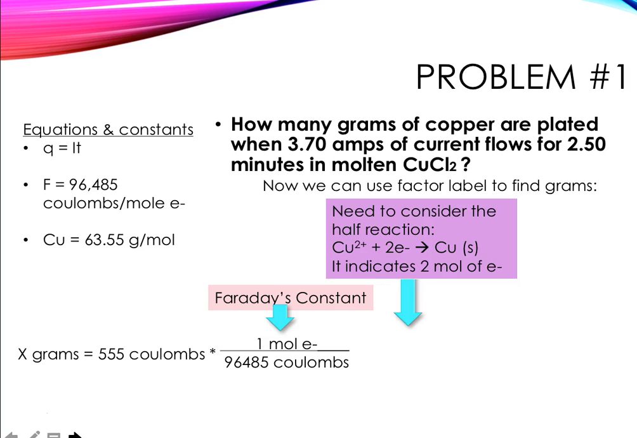What's the cation? What's the metal? How many electrons did that take? So there's 2 moles of electrons for each mole of copper, and 1 mole of copper has a mass of 63.55 grams. And then we get an answer.